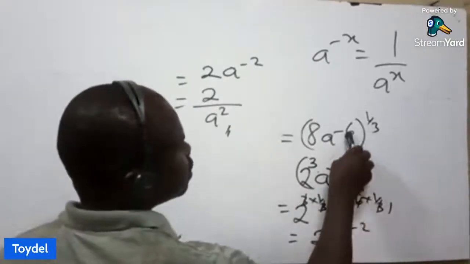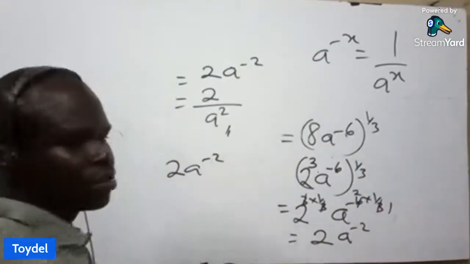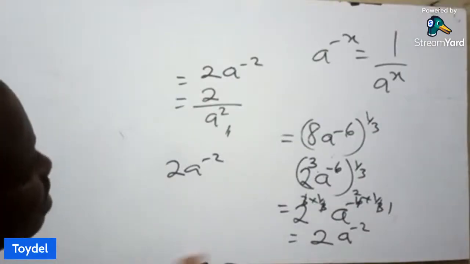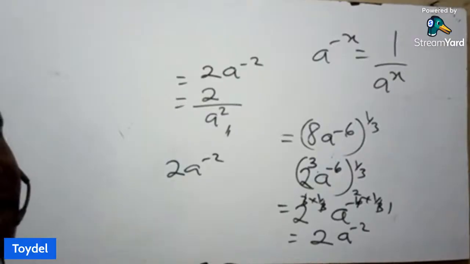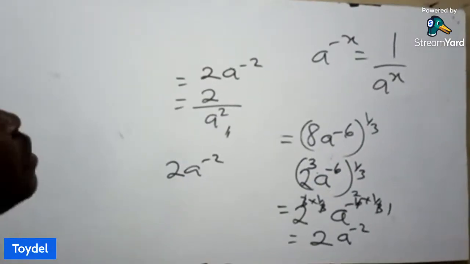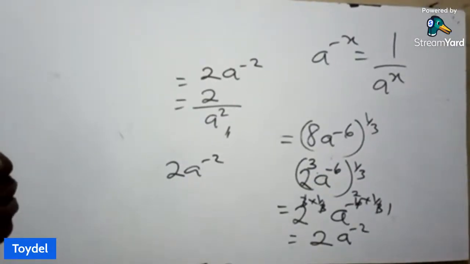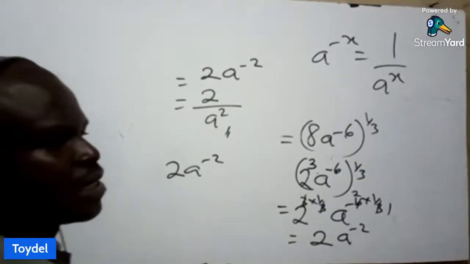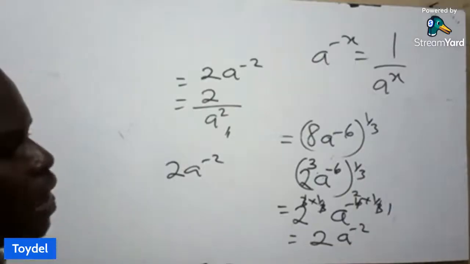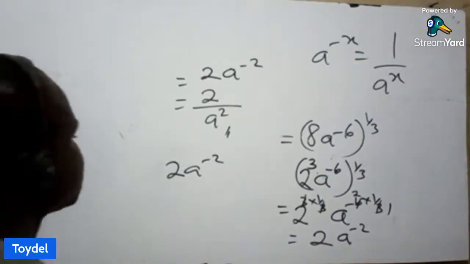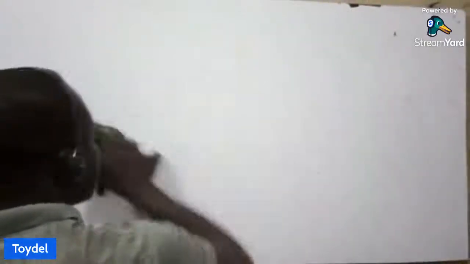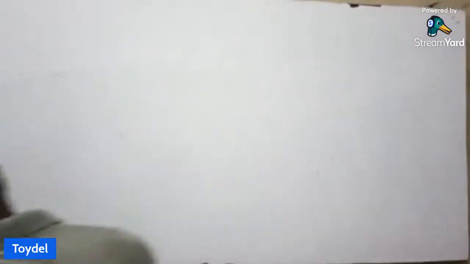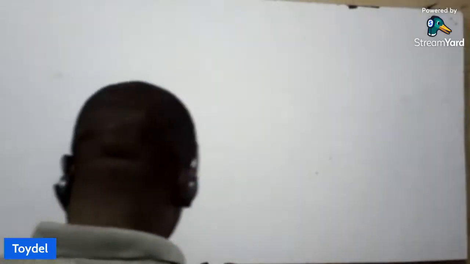Then 3 here 1, 3 here 2, a raised to power minus 2. So we are going to spend less than maybe 6 seconds to solve this. That is why I advise that we should go through all the videos on simple exponential equations. That is where I treated indices, the law of indices, and introduced some simple exponential equations. So that is the first question. It is very simple. Any question in terms of indices, you should be able to solve it.